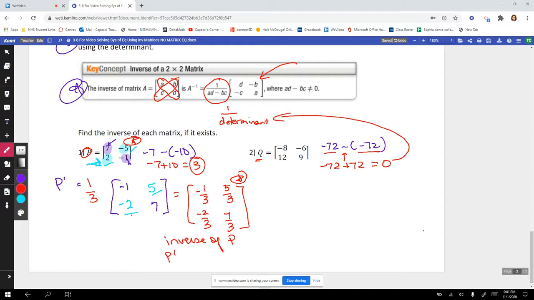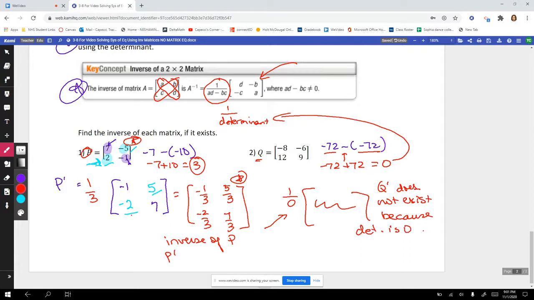Let's go back to our setup here. So I have 1 divided by 0. Now again, it doesn't matter what numbers I have in my matrix. I can't divide by 0, right? So this is not going to work. What that means is that the inverse Q prime does not exist because the determinant is 0, and we know that we cannot divide by a 0.